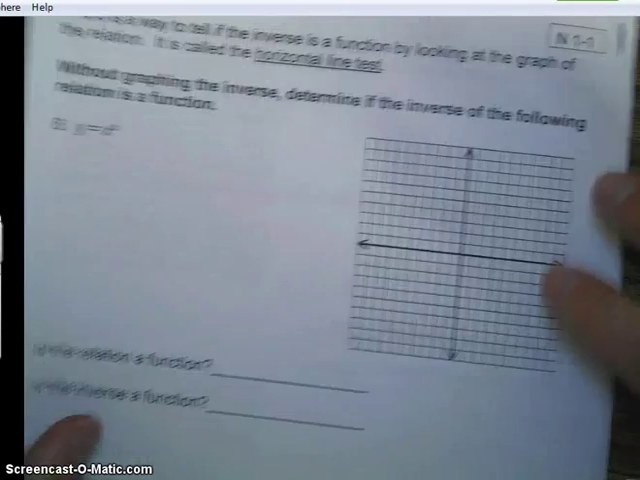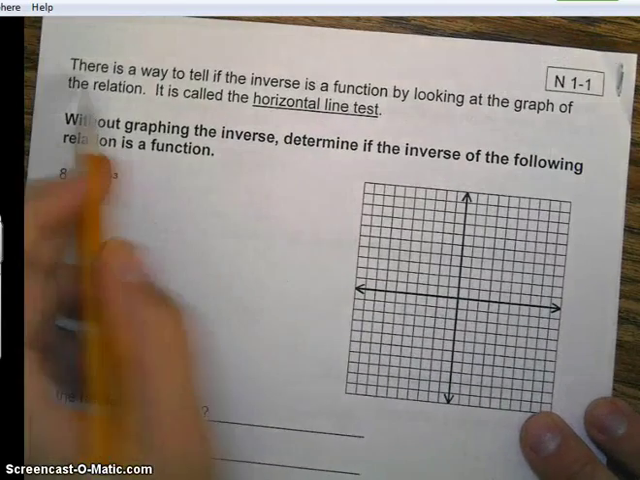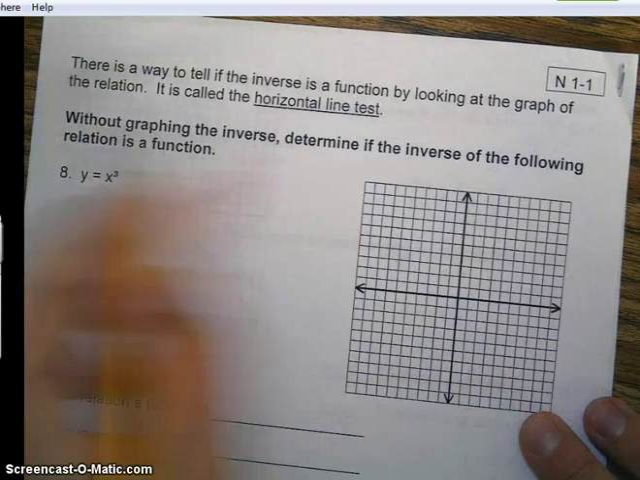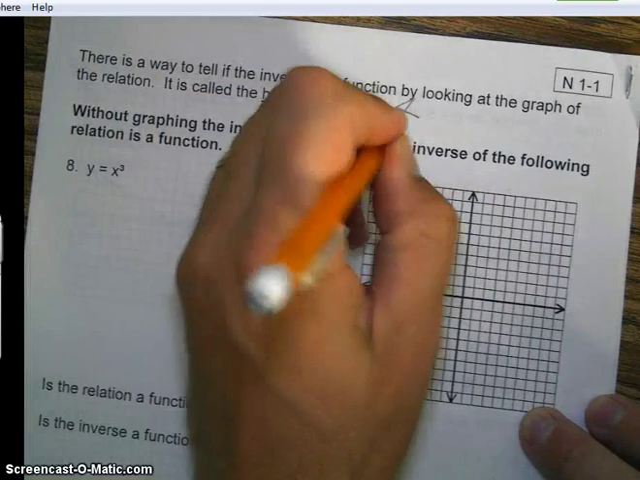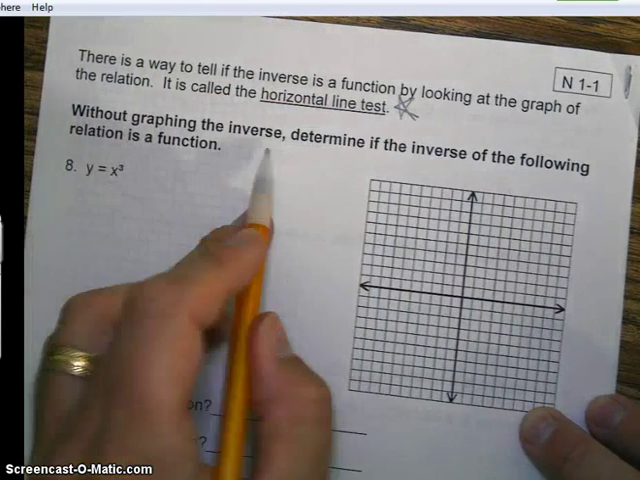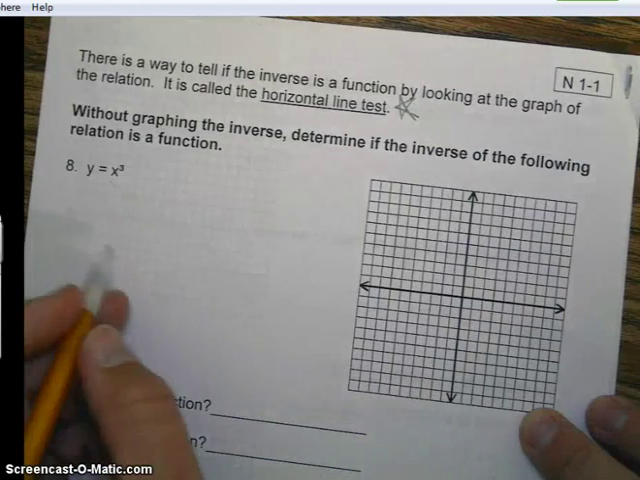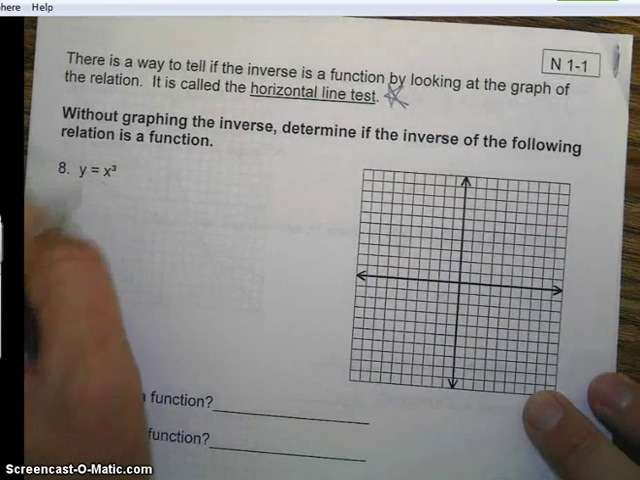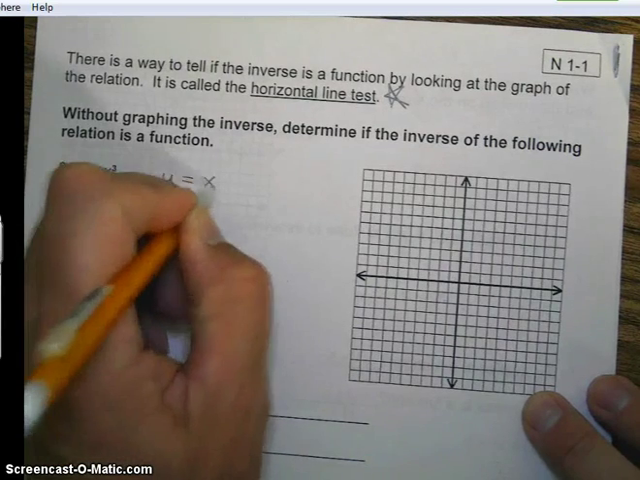See what else. It says there is a way to tell if the inverse is a function by looking at the graph of the relation. It is called the horizontal line test. Okay? Without graphing the inverse, determine if the inverse of the following relation is a function. So we haven't done cubic functions, so let's just go ahead and do the quadratic parent function.